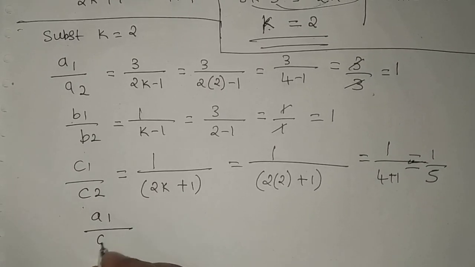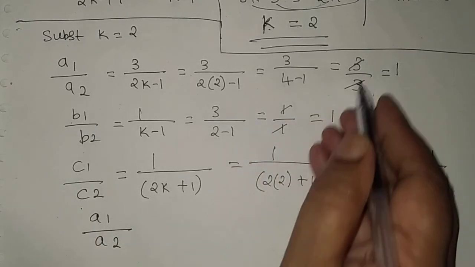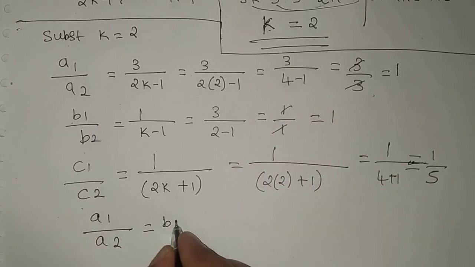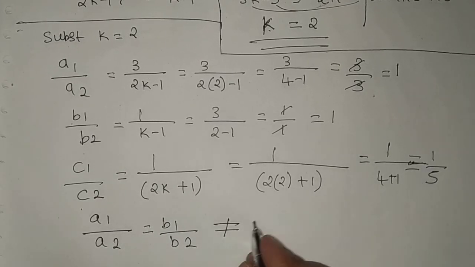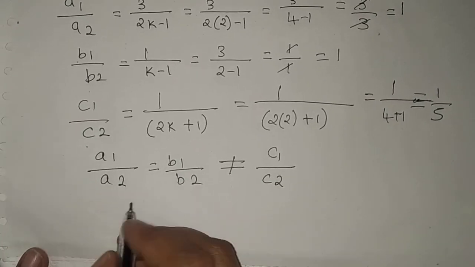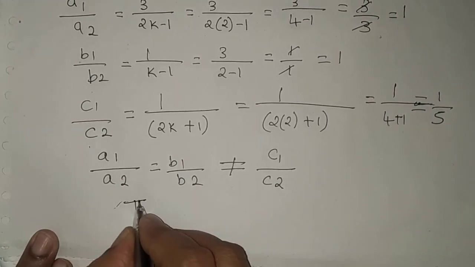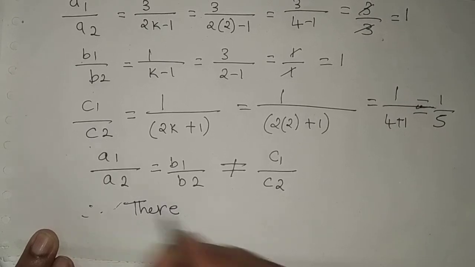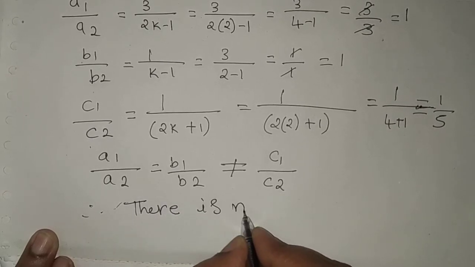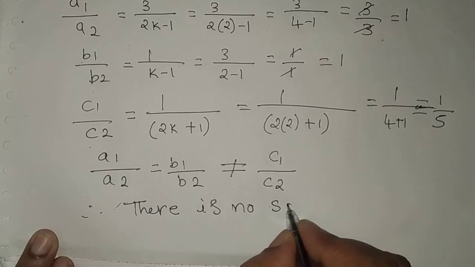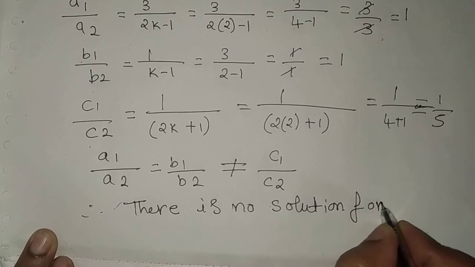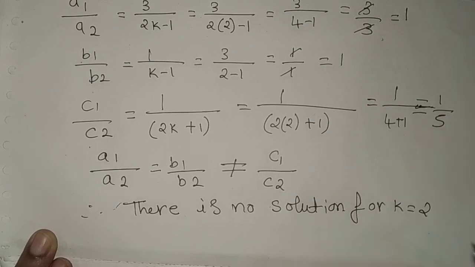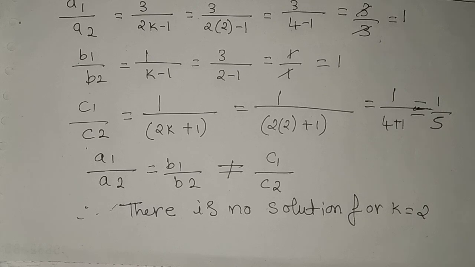Therefore A1 by A2, how much are we getting? A1 by A2 is equal to B1 by B2, which is not equal to 1 by 5, which is not equal to C1 by C2. Therefore finally, what we can write? Therefore there is no solution. There is no solution for k is equal to 2. So this is the solution for the second problem.